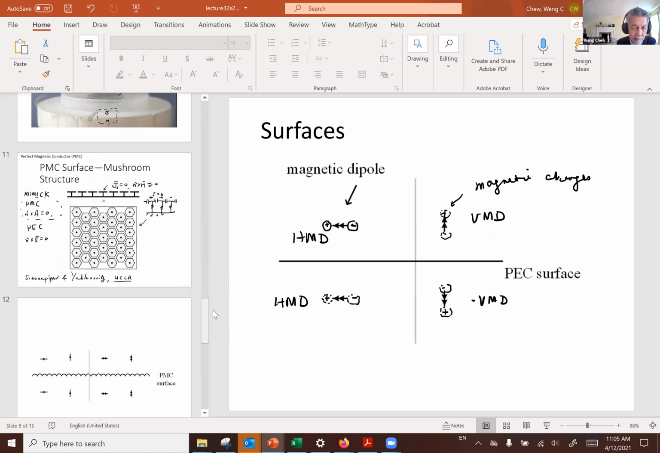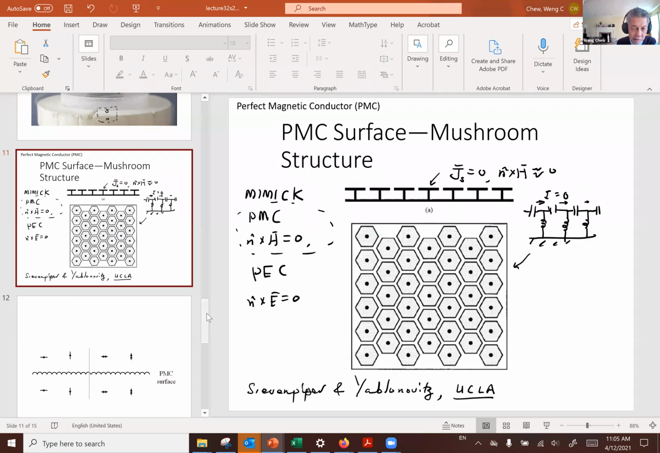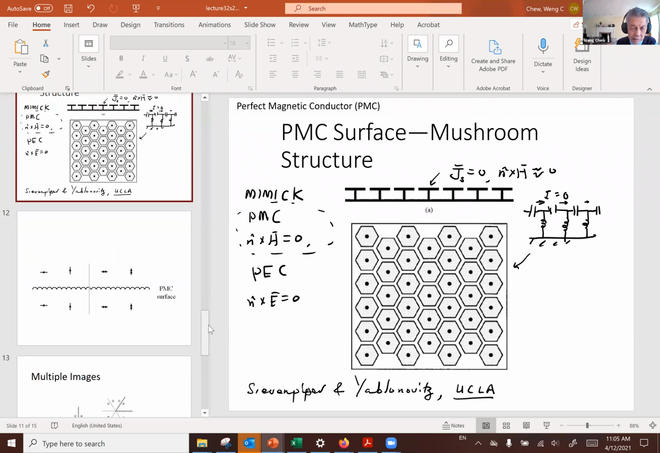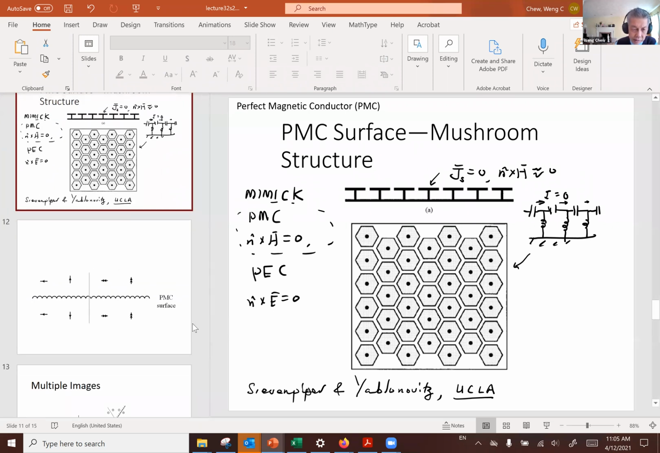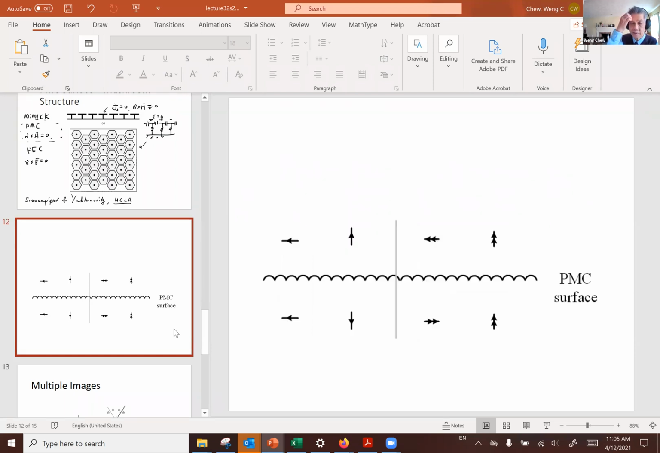And then we tried to talk about the construction of a PMC surface using engineering. And this is roughly the case of a PMC surface. Then let's go and assume that a PMC surface exists. Of course, it does not exist in practice. It can only be engineered approximately.